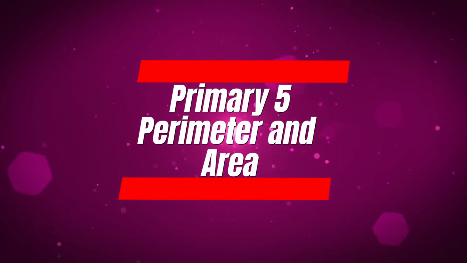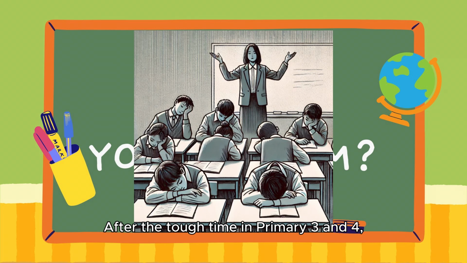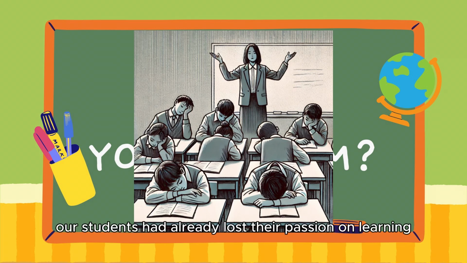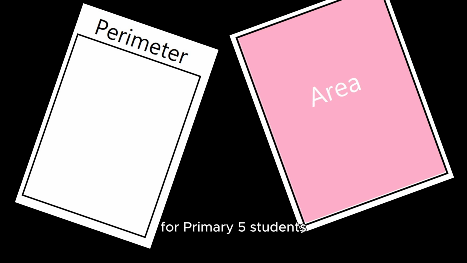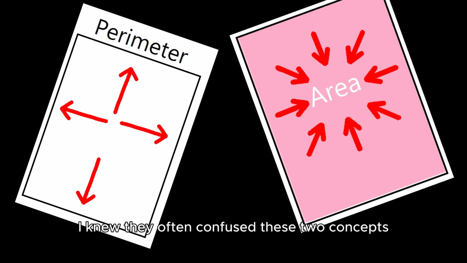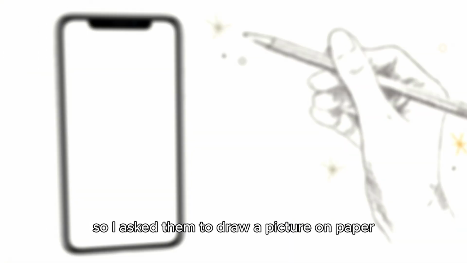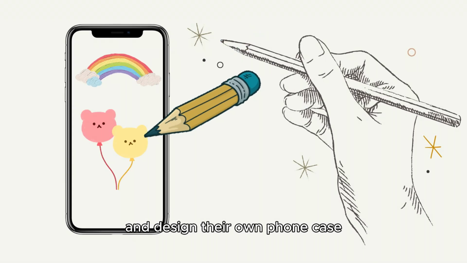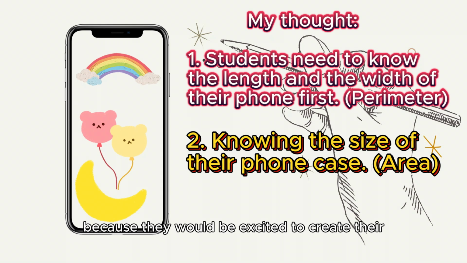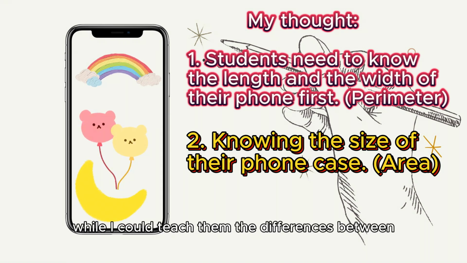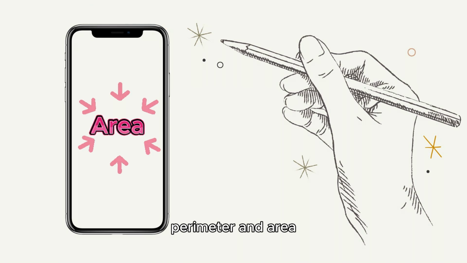Primary 5, perimeter and area. After the tough time in primary 3 and 4, our students had already lost their passion for learning. In the past, I tried my best to motivate them, but they didn't show any curiosity. I still remember I prepared a lesson about perimeter and area for primary 5 students. I knew they often confused these two concepts, so I asked them to draw a picture on paper and design their own phone case. I thought it was a great idea because they would be excited to create their phone cases, while I could teach them the differences between perimeter and area.